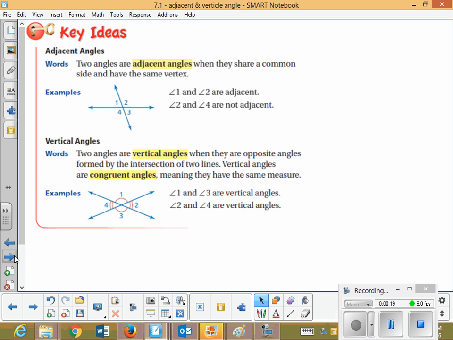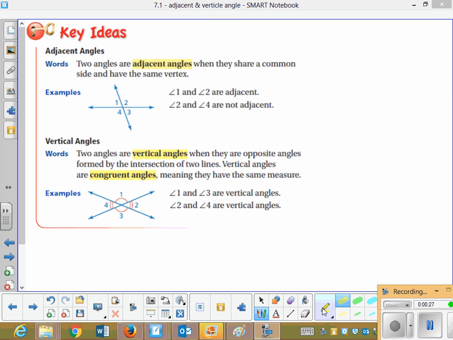I would like for you to copy down these key ideas. There are three important words on this slide that you would need to know. So we're going to first start off with adjacent angles. What are adjacent angles? Adjacent angles are two angles that share the same common side and the same vertex. In other words, the angles touch each other.